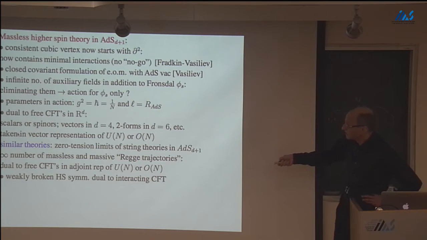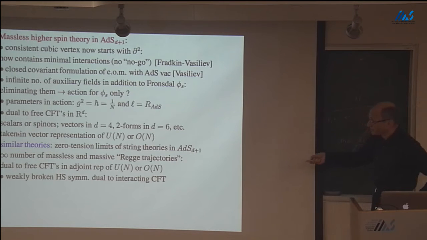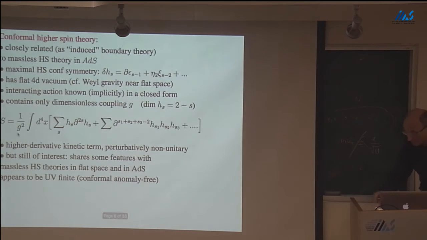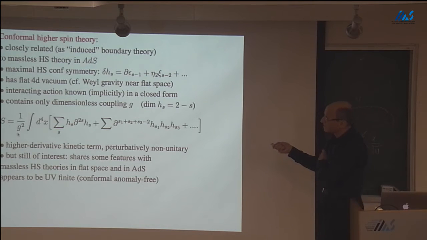Another closely related theory is the one with broken high spin symmetry, which should be dual to an interacting fixed point, say in 3 dimensions, the Wilson-Fisher point, which was discussed by Klebanov and Polyakov. Now there is another high-spin theory, which is non-unitary, but still very closely related to the massless high-spins in AdS, which I'll be discussing.